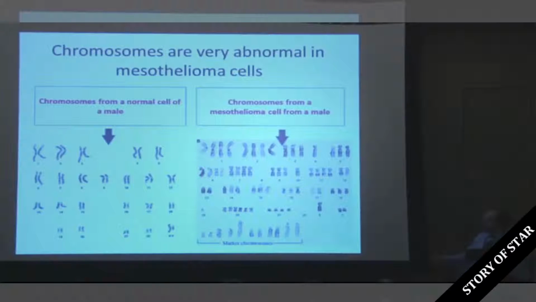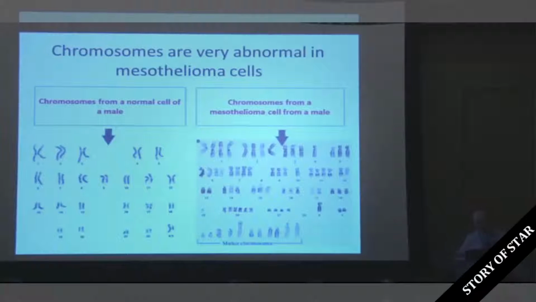So this is your typical male karyotype, 46 chromosomes, XY, everything is, well, this has been, of course, arranged by somebody who studied the chromosomes. But in a cancer cell, the chromosomes are very abnormal, multiple copies of some, complete loss of some other chromosomes, and there are some chromosomes that are so messed up that you can't actually tell which chromosome number they are.